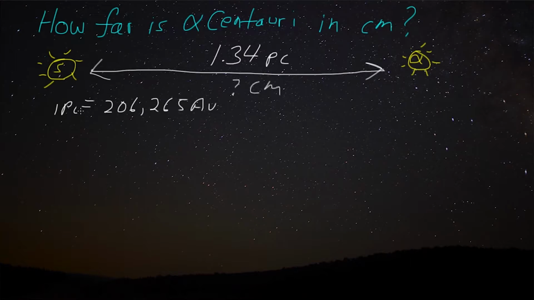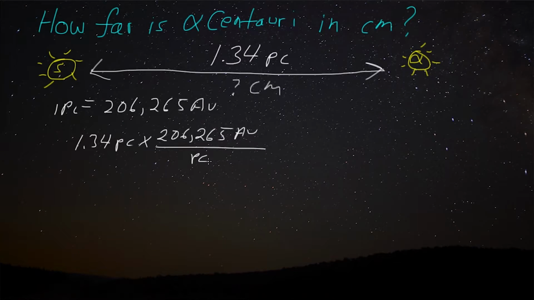Okay, 1 parsec equals 206,265 AU. And that means we can take our known value and start to convert. Now I know we're asking for this answer in centimeters, but watch this. So let's take 1.34 parsec, and let's multiply that by 206,265 AU per parsec. And you notice how I'm keeping track of all of my units. This helps me to make sure I'm staying on track and I'm not forgetting something or missing a step someplace.